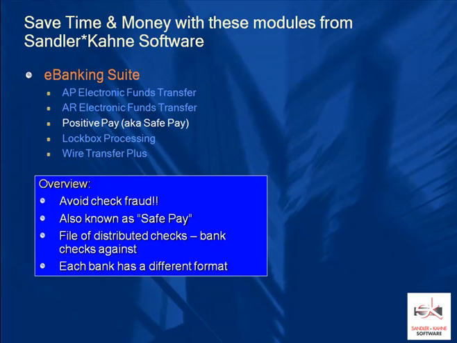If a check is presented for payment that's not on that list, then the bank should not clear it. If they do, you're not held accountable for that error. More and more banks are requiring their corporate customers to have some kind of positive pay protection.